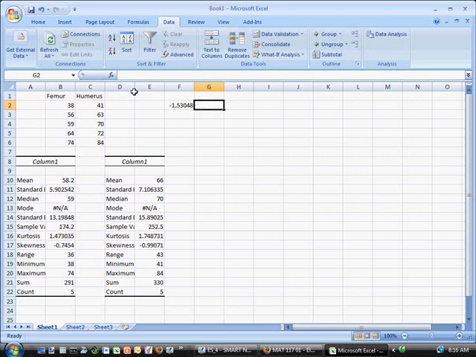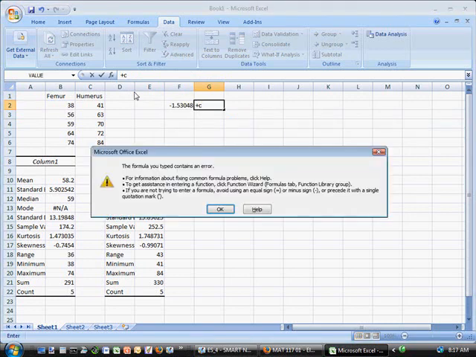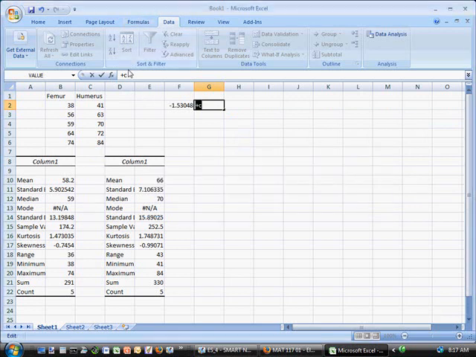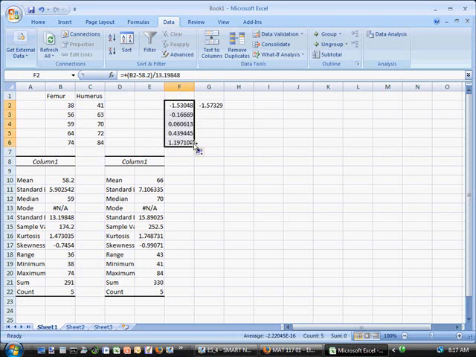Let's do the y now. So the y is what's in cell C2, parentheses. What's in cell C2 minus the mean of y, which is 66, close parentheses, divided by the standard deviation of y, which is 15.89025. Okay? Now, let's copy those down. Okay, those are all done.